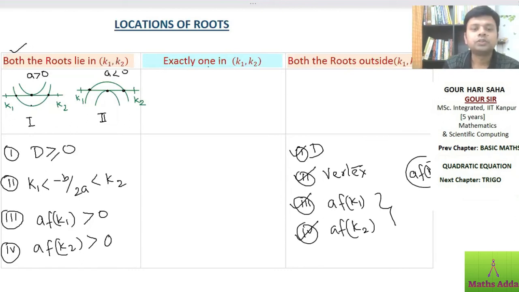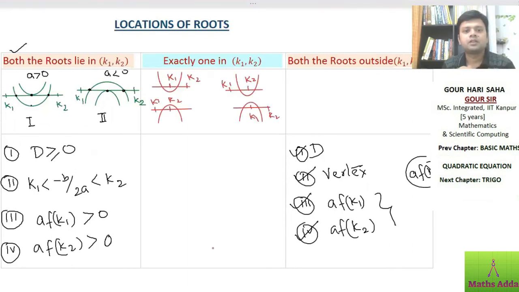Moving to the second, there is exactly one root between K1 and K2. So one will be in between K1, K2, and the other will be outside that. So how will the graph look like? The graph will look like this. So there are four possibilities of the graph here.